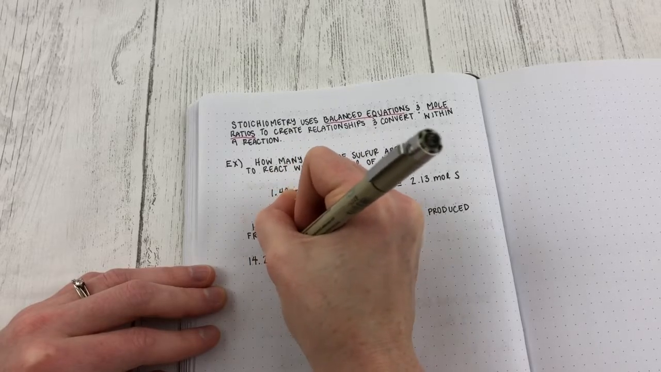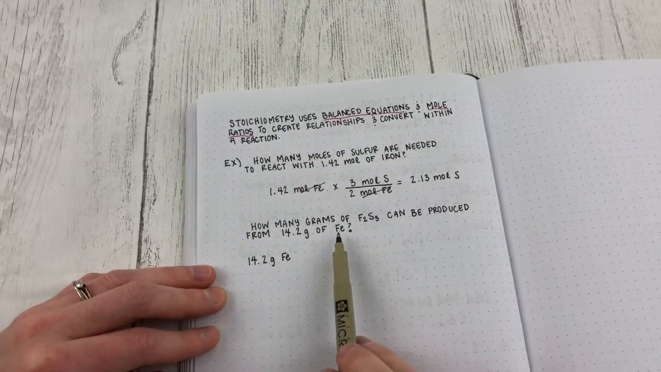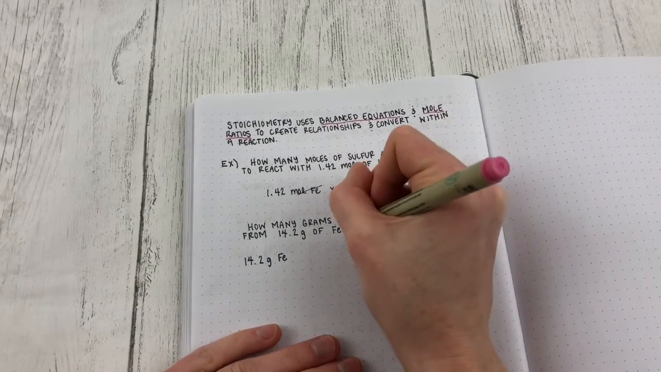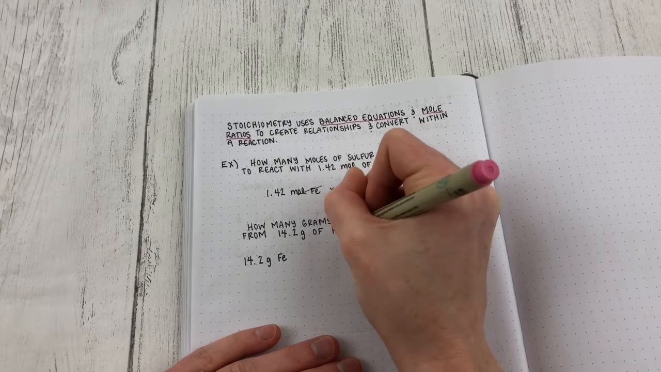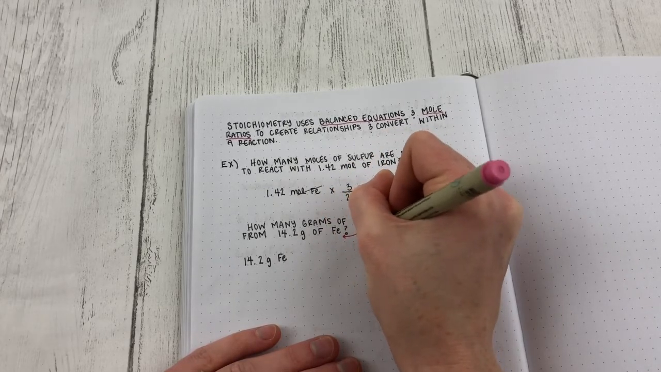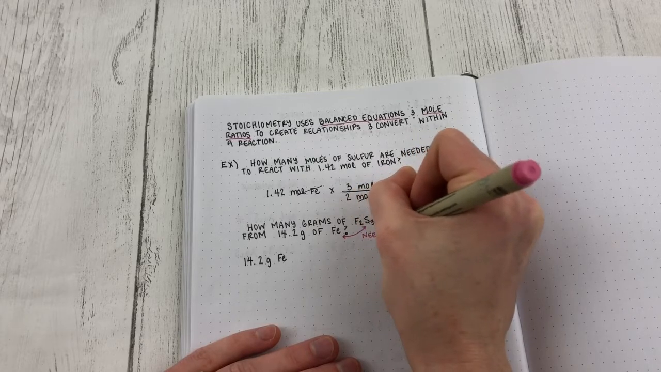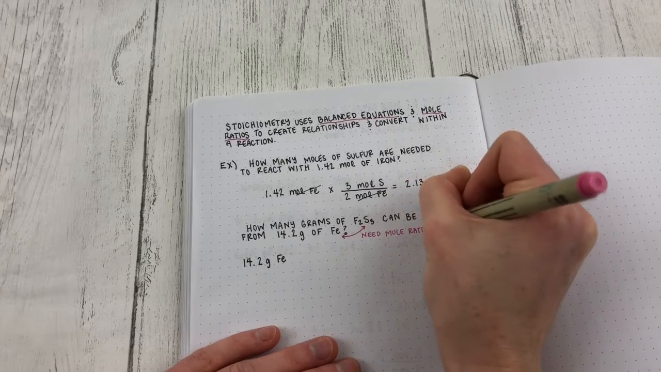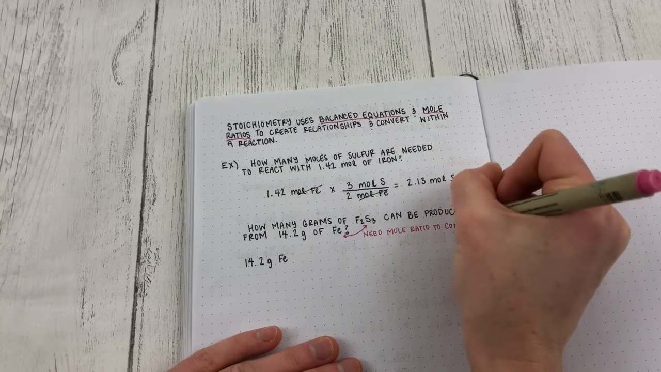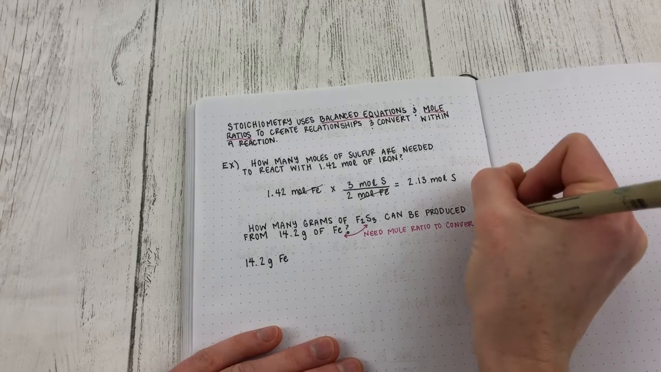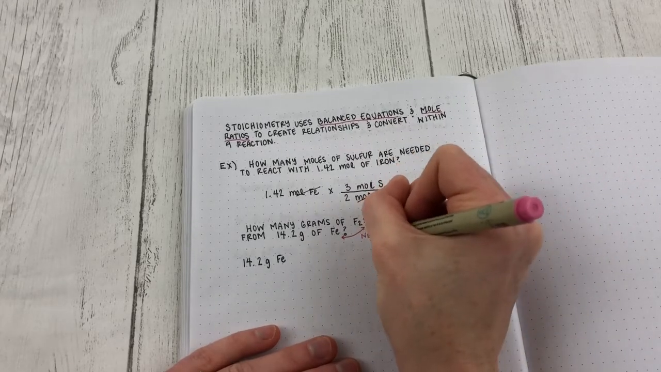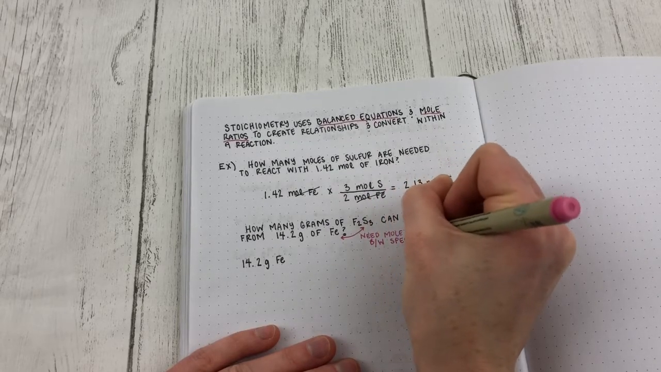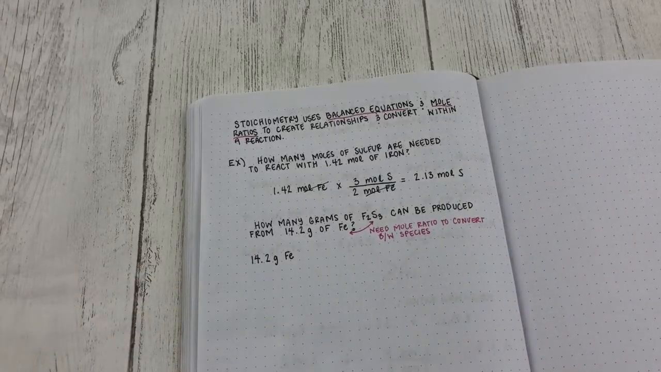How many grams of iron sulfide can be produced from 14.2 grams of iron? So this is gram to gram instead of just mole to mole. So we're going to start with our starting unit, 14.2 grams of iron, and we're converting from iron to iron sulfide. So we're going to need a mole ratio in order to convert between these two species. So if I need to use a mole ratio, then I first need to convert grams of iron to moles of iron. I can't just stay in grams.